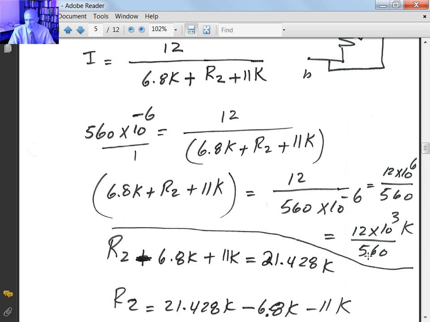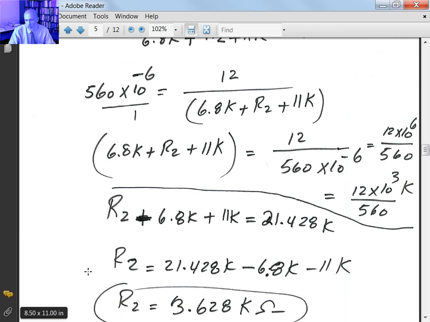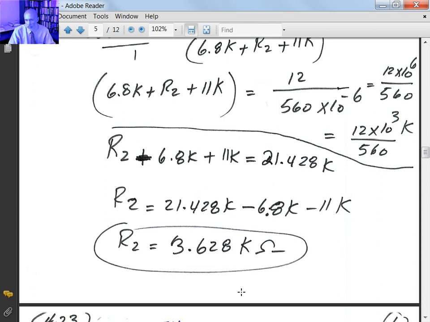So 12,000 divided by 560, it is 21.428K. And so from here you can solve for the value of R2, which is 21.428 minus 17.8 total. That gives you 3.628 kilo ohms.